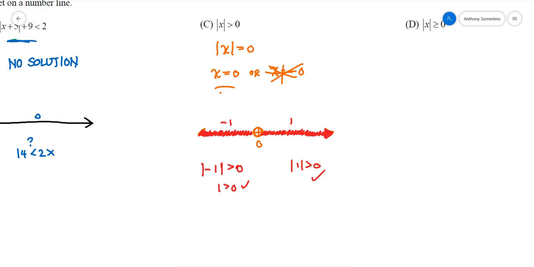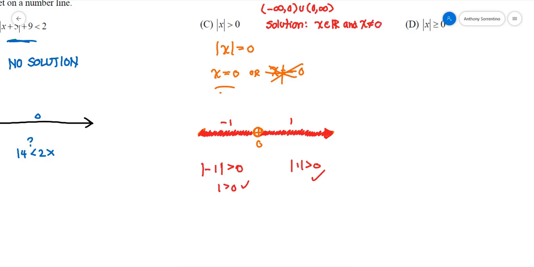I could say in interval notation it is -infinity to 0 or 0 to infinity, open parentheses all the way, or I could just say that the solution is x is any real number and x can't equal 0.